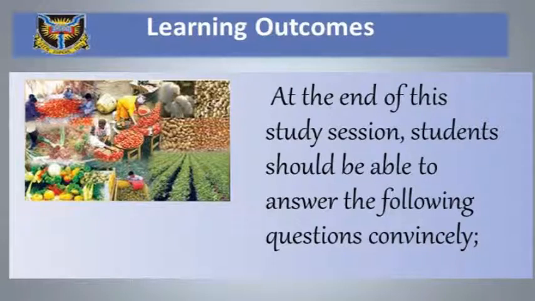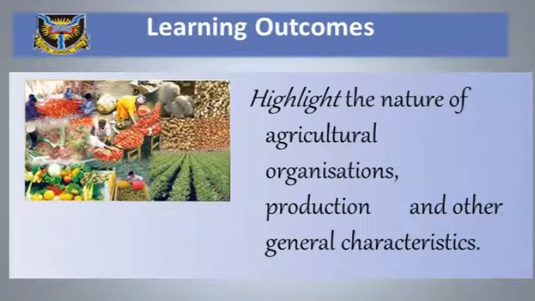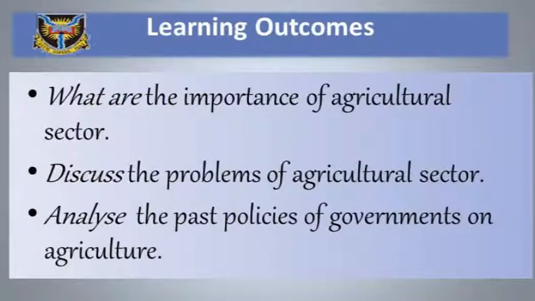Learning outcomes. When you have studied this session, you should be able to: highlight the nature of agricultural organizations, production, and other general characteristics; present the importance of the agricultural sector; point out the problems of the agricultural sector; and analyze the past policies of government on agriculture.